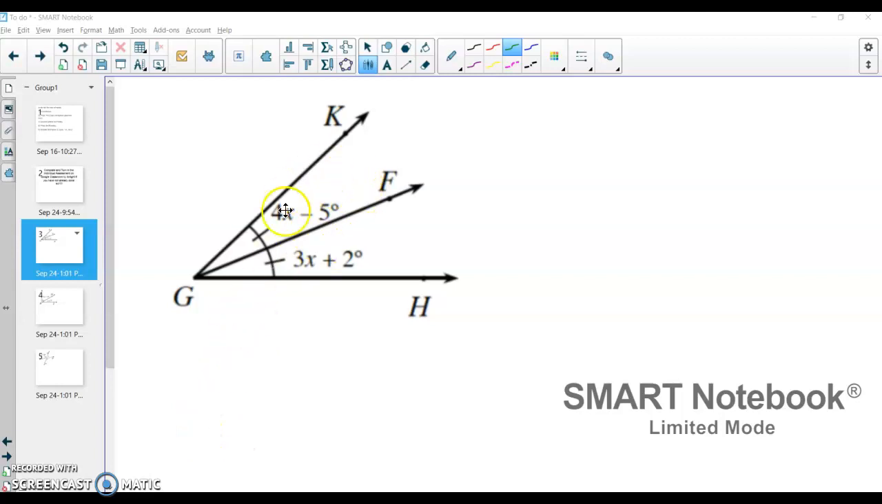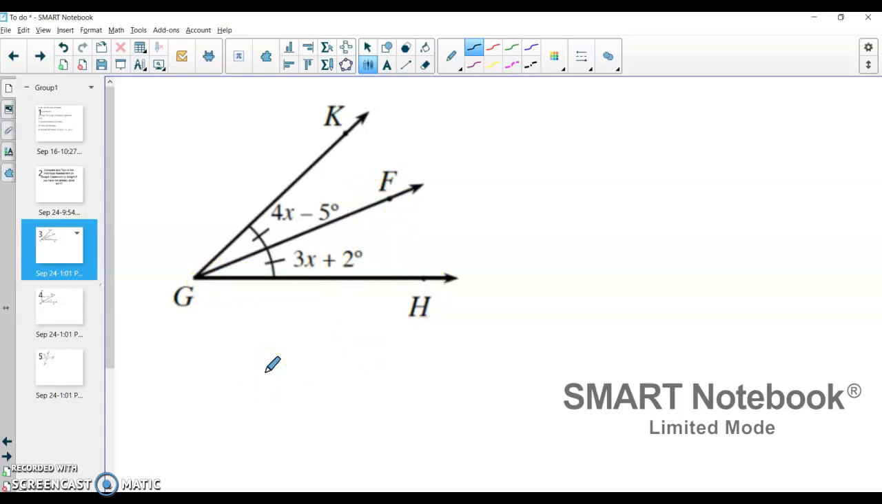All right, here are the last few problems from lesson 2.1.1 where we need to solve for x using a given angle relationship and then plug that x back in to find the missing angle. Looking at this equation, we see that angle KGF has a line through its angle measurement, and angle FGH has the same line through it, which means these two angles are congruent. So angle KGF is congruent to, or equal to, angle FGH.